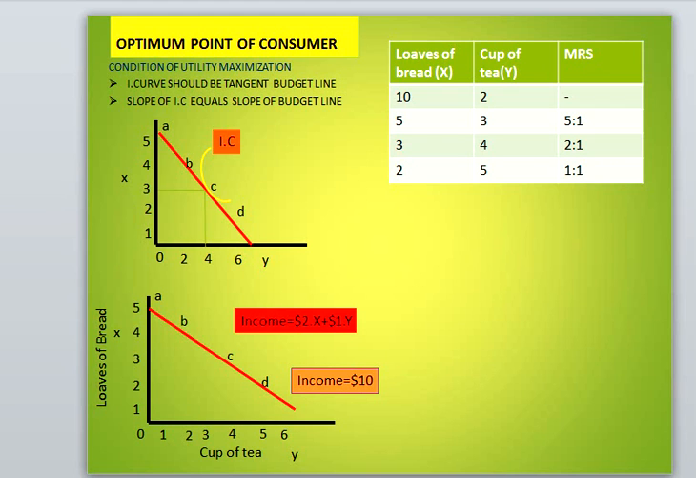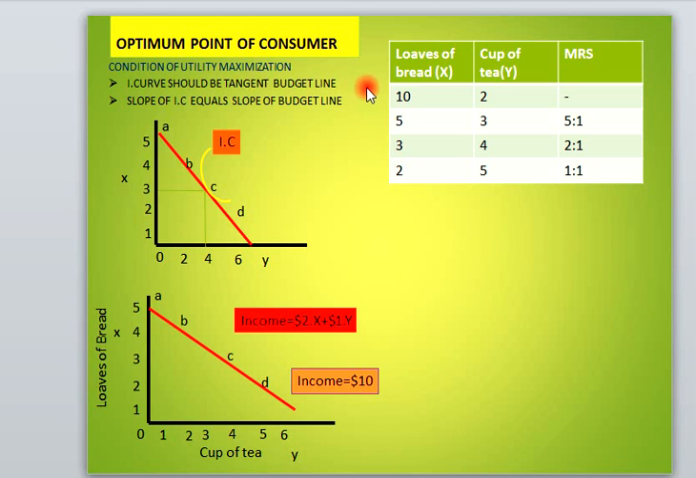In this video, we are going to be looking at the optimum point of consumer. The optimum point of consumer is the point at which a consumer gets the highest satisfaction from consumption of goods or service according to the ordinal approach.